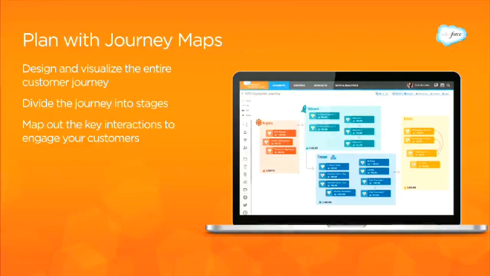For each one of these pillars, there's a specific component of the Journey Builder product that helps marketers address those opportunities. For planning, it comes down to journey maps. You've heard us talk a lot about this, how it really is a tool that's designed by marketers for marketers, enabling them to design and visualize the entire customer journey. You can divide the journey into stages or into relevant programs depending on your business, and you can map out every key interaction and every touch point for each of those stages and across the entire customer journey. A very visual tool that gives you immediate insight and visibility into what's happening across the entire customer journey.